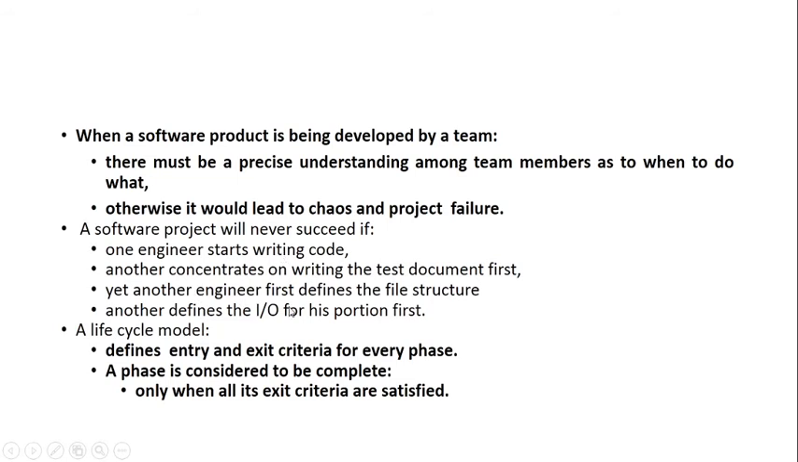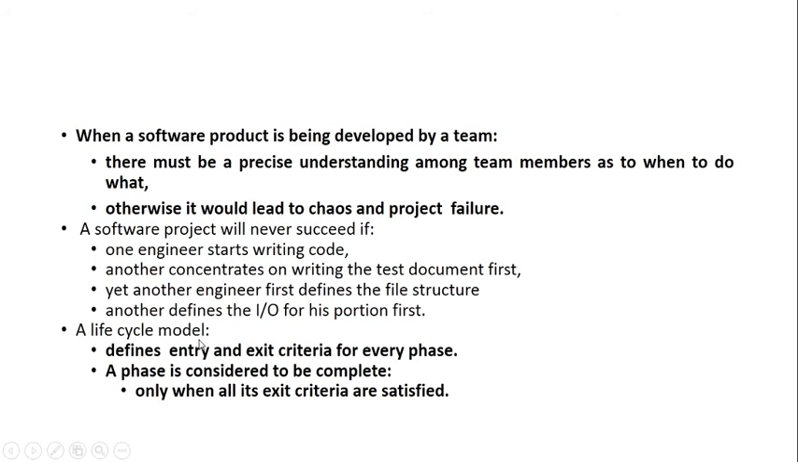Yet another engineer first defines the file structure. Another defines the input output for his portion first. That means randomly they will be carrying out all these activities. It won't be systematic if you're not going to follow a particular model, right? But I said it's a systematic approach where feasibility study will always be the first phase. It's not that you start with the coding first, another person starts with the testing, another team member is starting with the input output portion. No, it won't be. You have to be very specific and systematic, right?